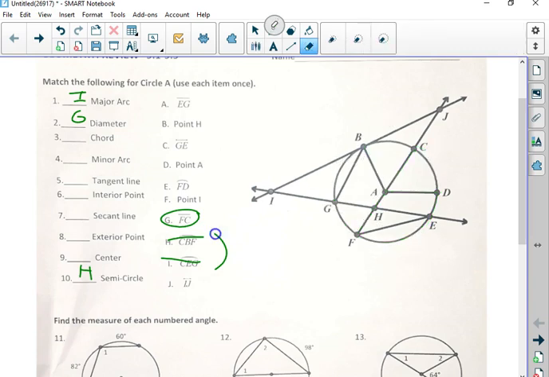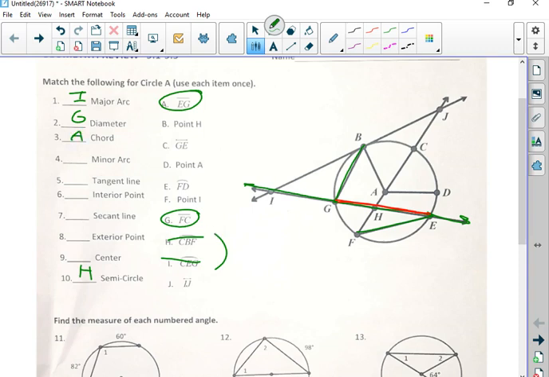Chord. Well, I'm looking for something like FE. Do I have FE? No, I don't. How about BG? Is there a BG on here? No, there's not, but those are chords. How about EG? Yes. Now notice, EG is a segment which is also part of a secant. If we kept going on and on this way and on this way. So right here, I have a chord within my secant. And I do have EG with line segment over it, so that is my chord.